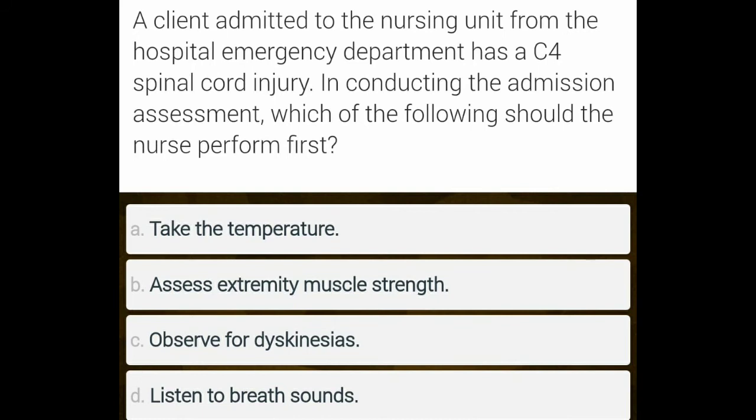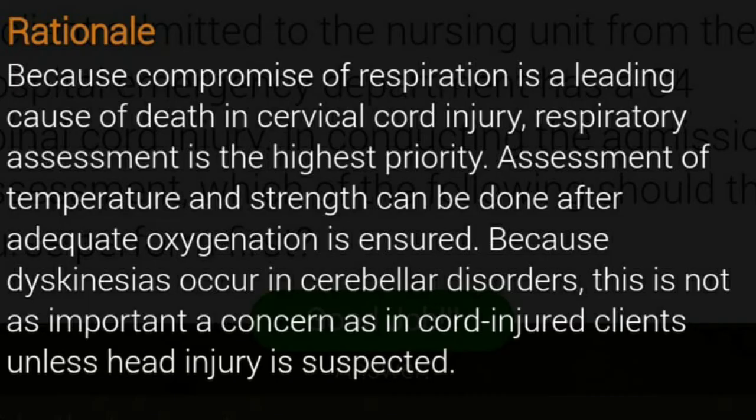The patient has a C4 cervical spine injury. In conducting the admission assessment, which one is the first? What should be our answer? Our answer should be D, listen to the breath sounds. Because compromise of respiration is the leading cause of death in cervical spinal cord injury, respiratory assessment is the highest priority. Assessment of temperature and strength can be done after adequate oxygenation is ensured. According to the rule of ABC also, airway, breathing and circulation, we have to give the priority to airway.